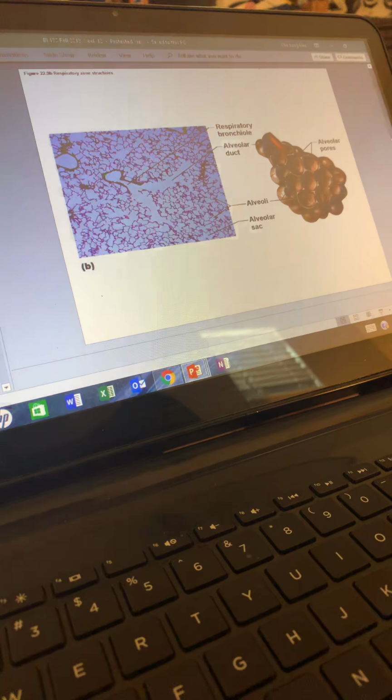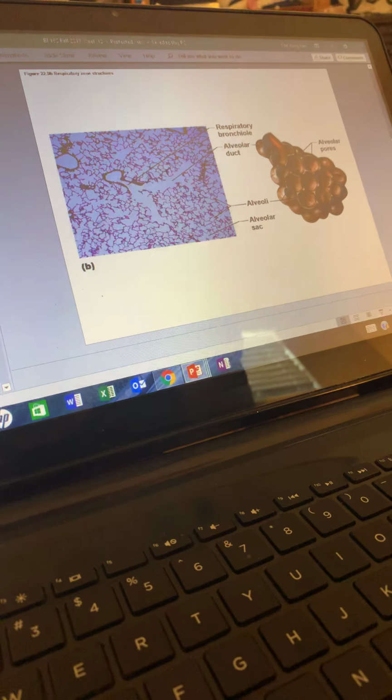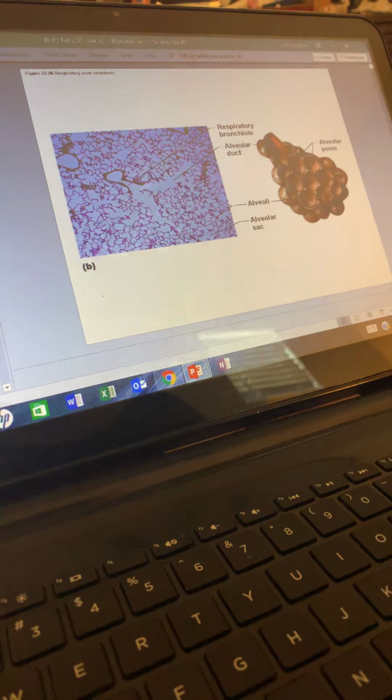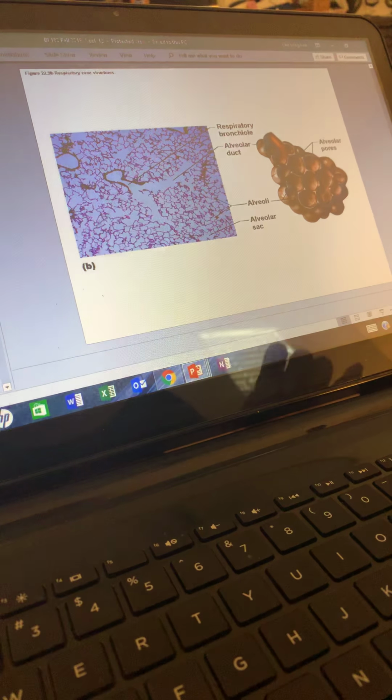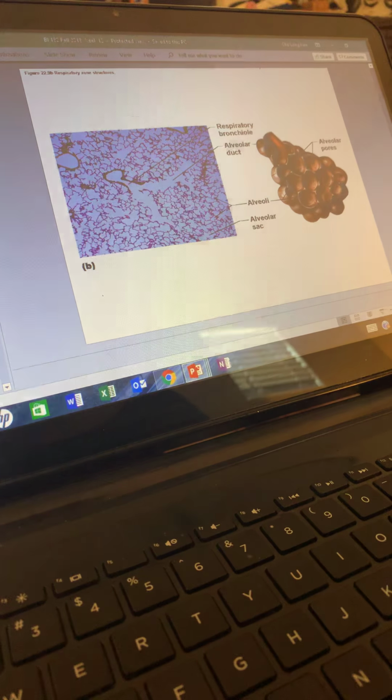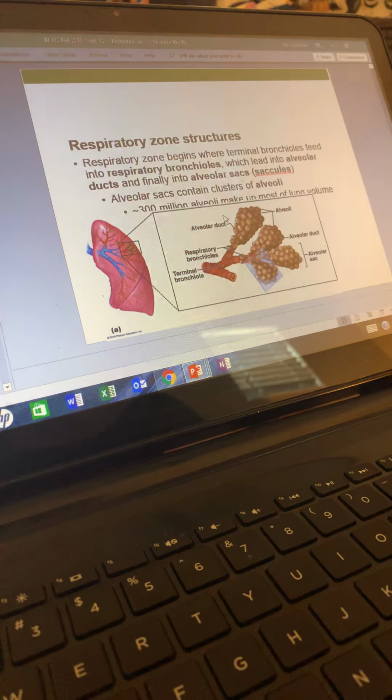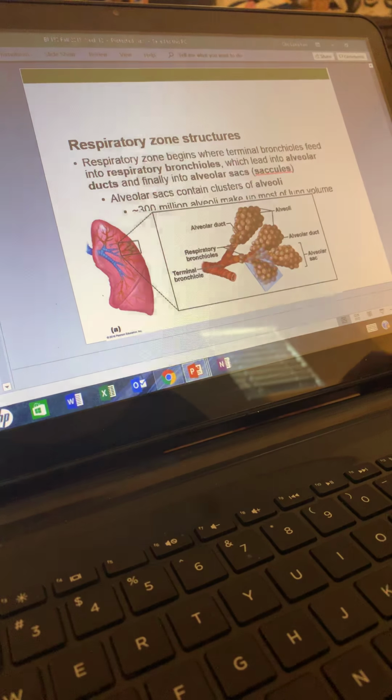Okay, so now we're at slide 41. This is a nice diagram, with a correlate of a slide preparation, which is nice. Which then takes us to the respiratory zone structures.